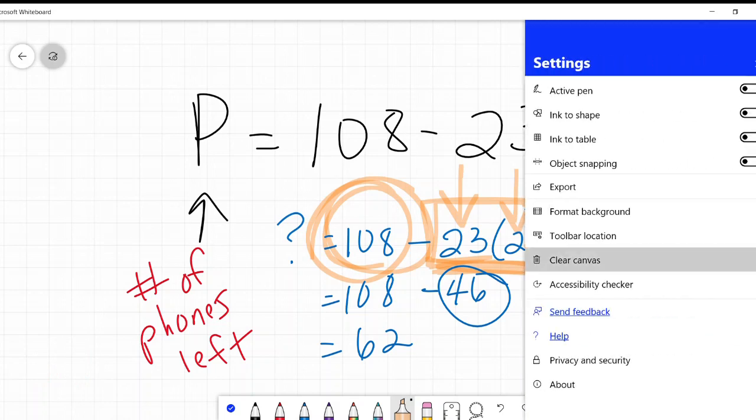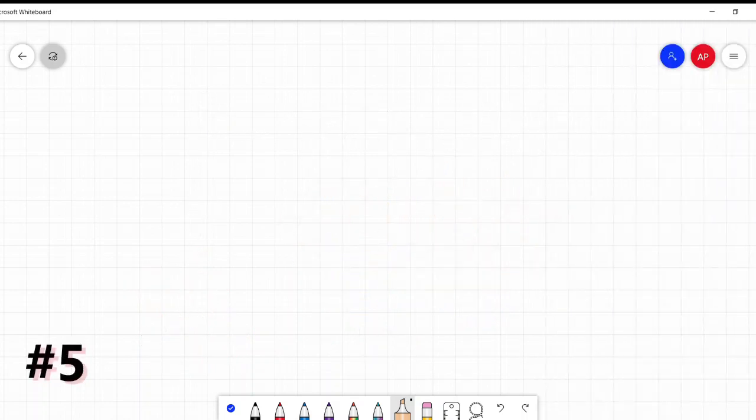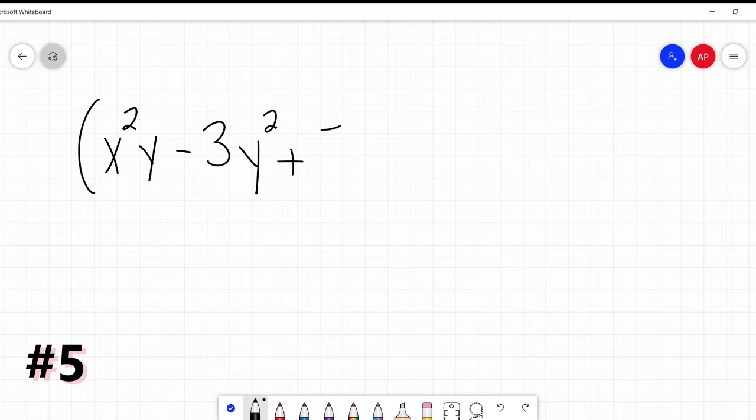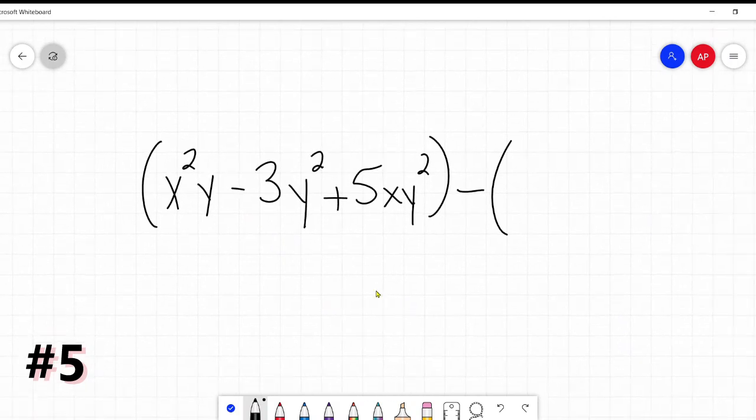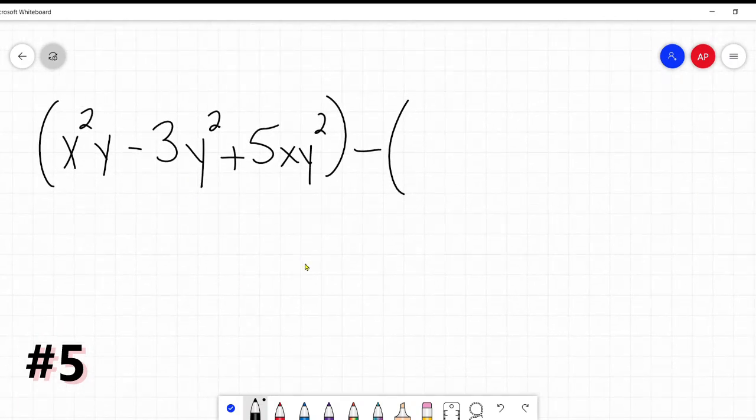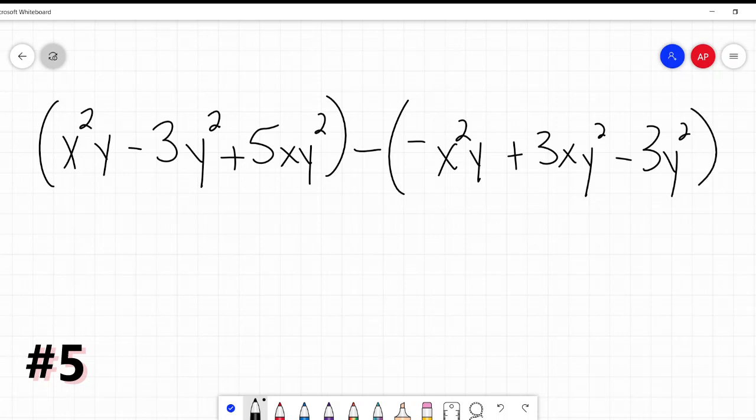Right, number 5. Which of the following is equivalent to this expression? All right, this is our expression that we're given. X squared y minus 3y squared plus 5xy squared, all in parentheses, minus, all in parentheses. It always does this. It likes to float over to the side. Stop that. Minus x squared y plus 3xy squared minus 3y squared.